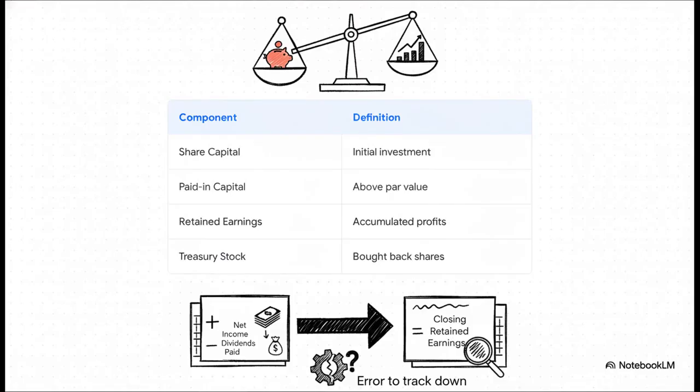Let's look at the final piece of the equation, equity. This is the residual interest left for the owners, the whole shebang. You have share capital, additional paid-in capital, retained earnings, and treasury stock. The absolute crucial point here is that retained earnings acts as the vital bridge between your income statement and your balance sheet. Every single period, your opening retained earnings plus net income minus any dividends paid must equal your closing retained earnings. If this roll forward doesn't reconcile perfectly, it means something was posted directly to equity improperly, and you've got an error to track down.